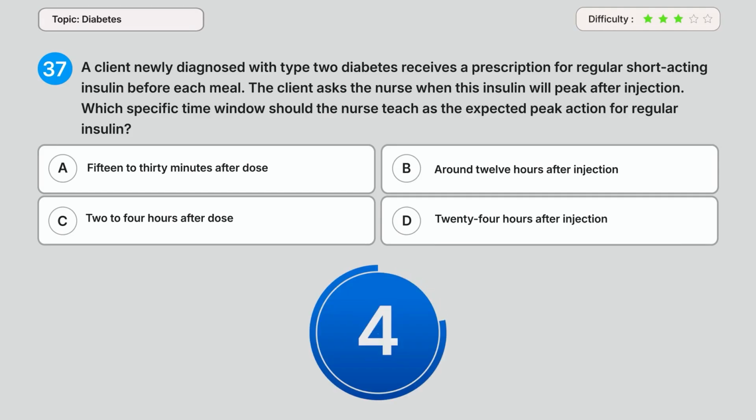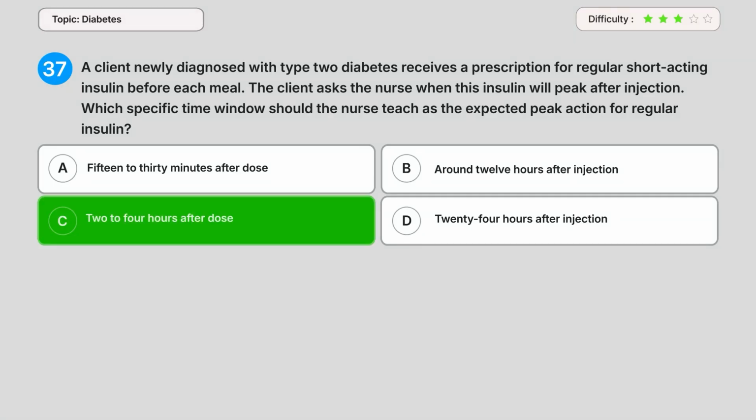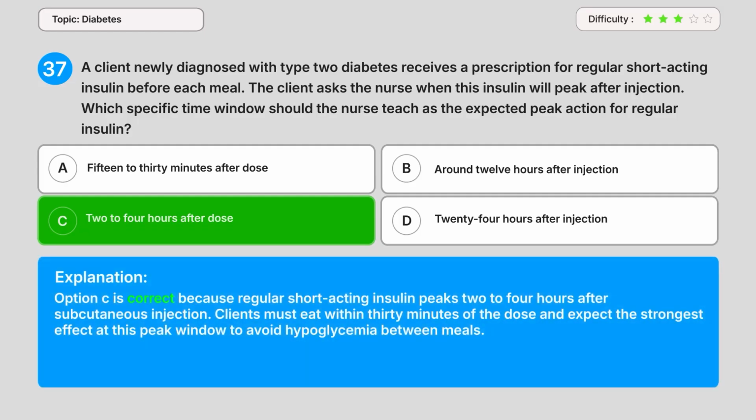Can you guess the answer? Correct answer, C. 2 to 4 hours after dose. Explanation. Option C is correct because regular short-acting insulin peaks 2 to 4 hours after subcutaneous injection. Clients must eat within 30 minutes of the dose and expect the strongest effect at this peak window to avoid hypoglycemia between meals.